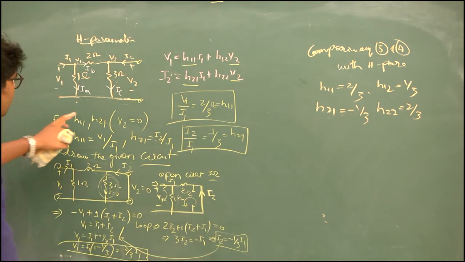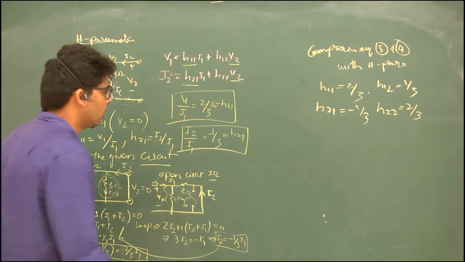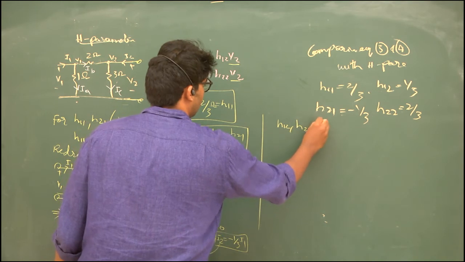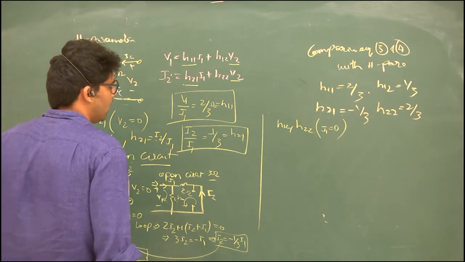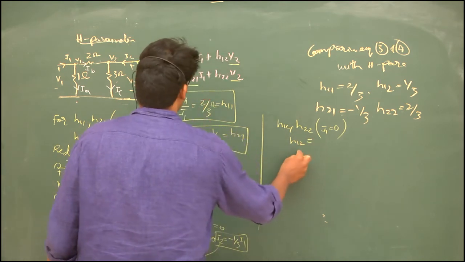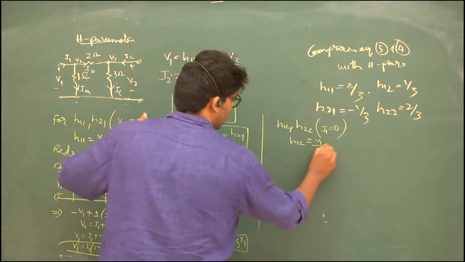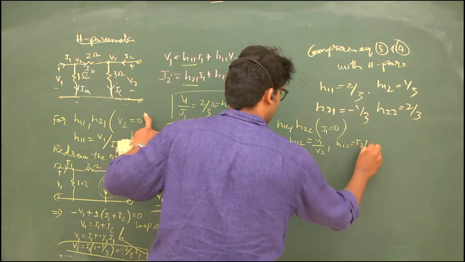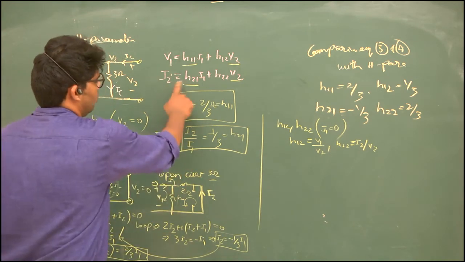Now the other thing is, we have found H11 and H21, but we need to find H12 and H22. To get H12 and H22, we have to make I1 equal to 0. That is, we have to remove this I1 current, and we find H12 as V1 by V2, and H22 equal to I2 by V2.